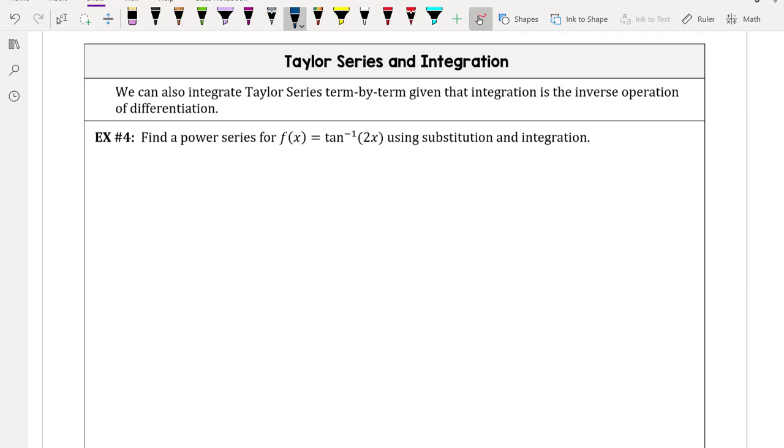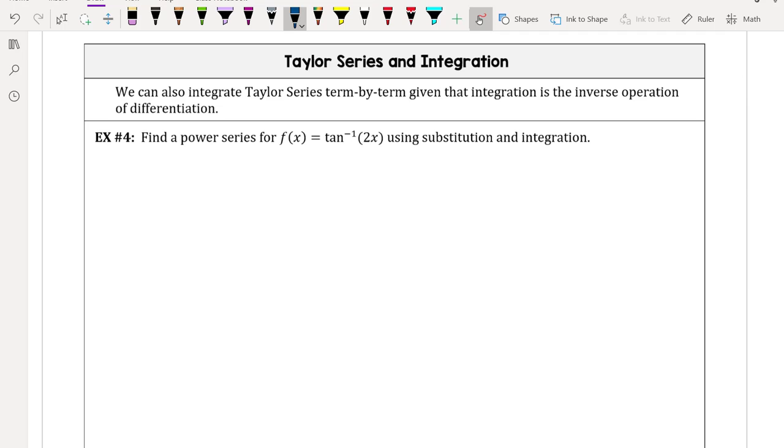Lesson 10.10, Taylor and Maclaurin series. We're going to start this section by integrating a Taylor series and find a new series from it. We ended our last section by differentiating a Taylor series. So this part we're going to start by integrating a Taylor series.